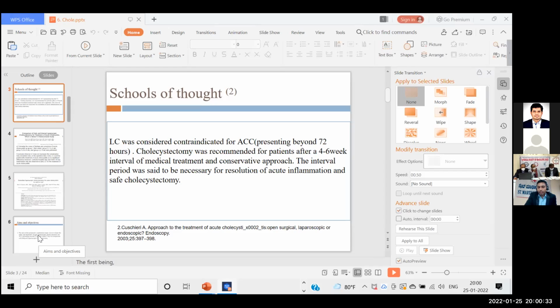But the latest RCT and meta-analysis says that there is no difference in the approach in an advanced center. So that is the catch point. If you're sending a message, it should be an advanced center and the surgeon should be very skilled. We from the Institute of Gastroenterology routinely do acute cholecystectomy, even if it's beyond 72 hours. That is the first point.